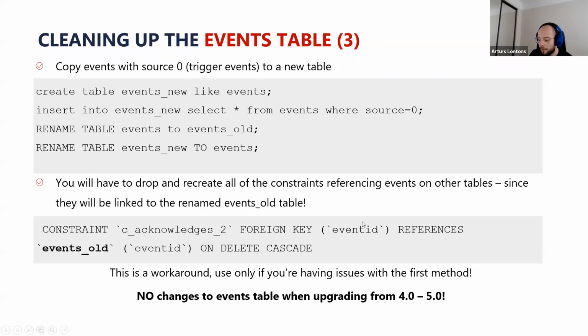And as I said, if you're upgrading from 4.0 to 5.0, as it says at the bottom, there are no changes to the events tables. That's quite nice. That means this table won't get touched at all. You can just leave all of your old events if you're upgrading from 4.0 to 5.0. And this won't affect the speed of your upgrade at all, even if it's really big. This is just for 3.0 and older to 5.0.